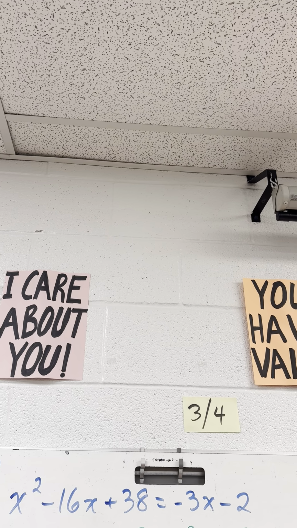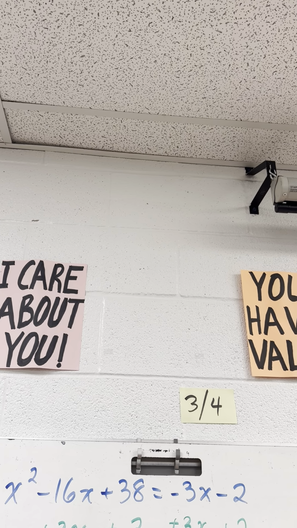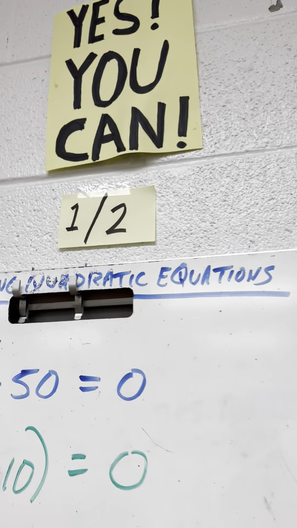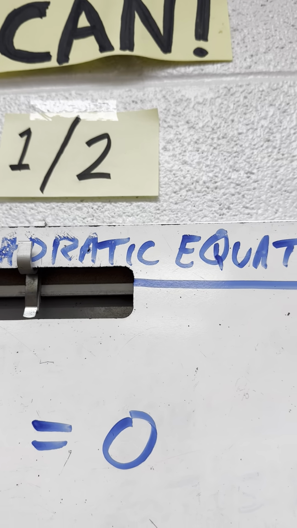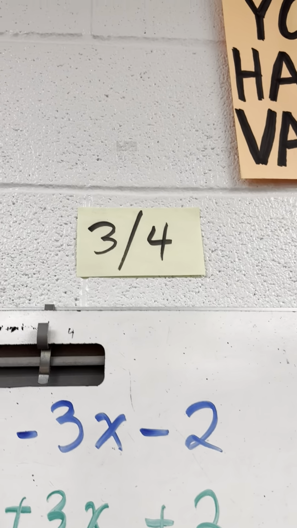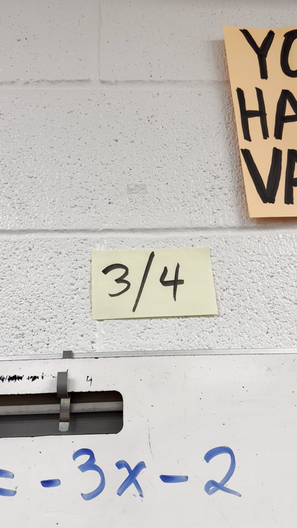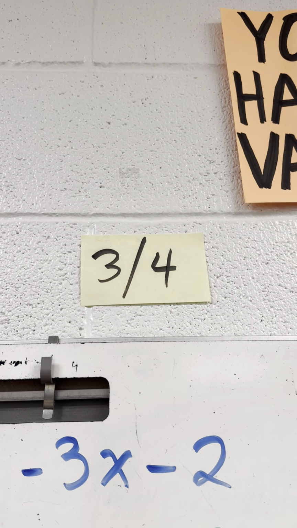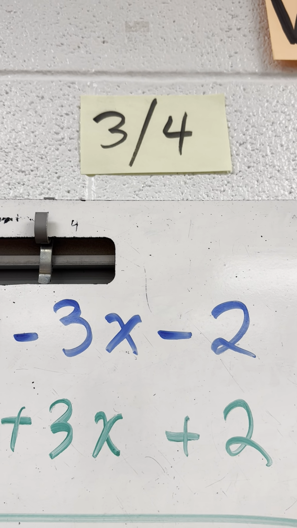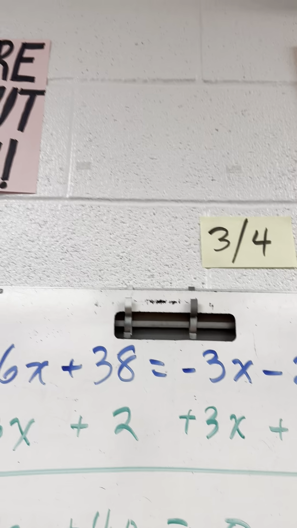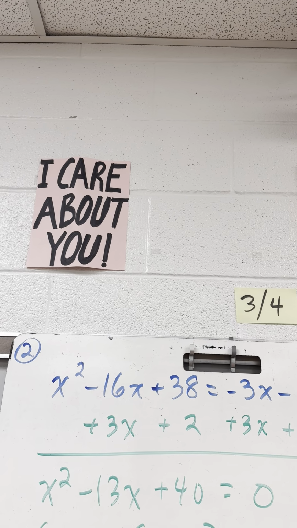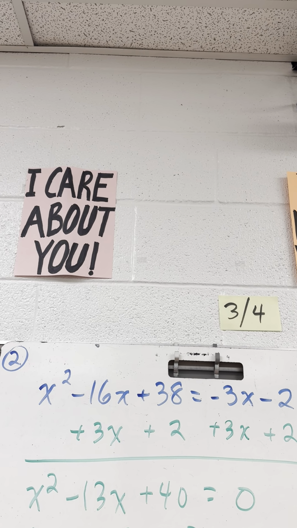All right? Over here, oh my God, look at this mess. X squared minus 16x plus 38 equals negative 3x minus 2. To do these problems, they all have to be set equal to 0. So to make it equal to 0, I've got to get rid of negative 3x and negative 2. How am I going to do that? I'm going to add 3x to both sides. I'm also going to add 2 to both sides. Okay, so when that happens, I wind up with x squared minus 13x plus 40 equals 0.